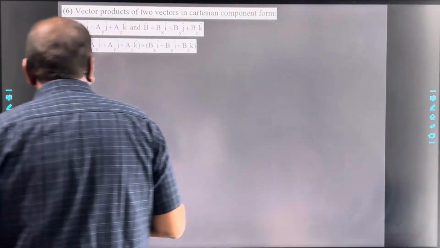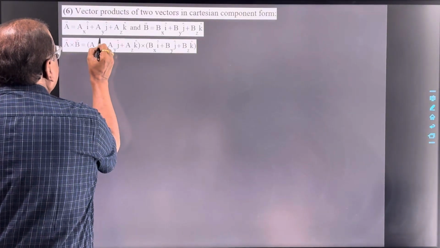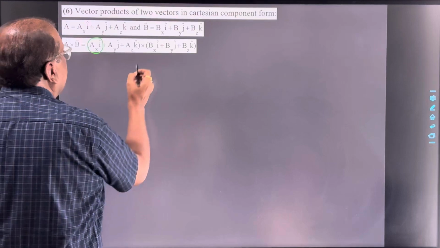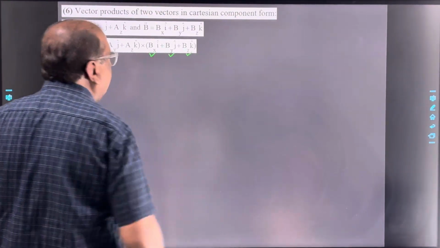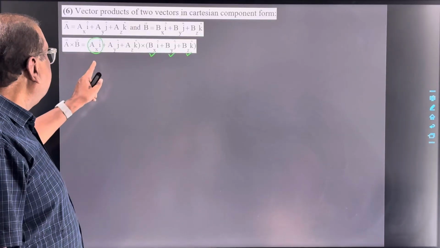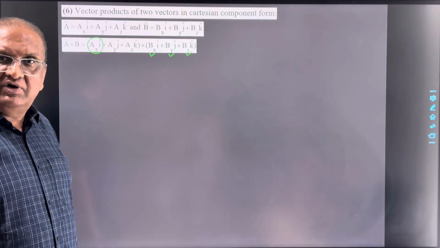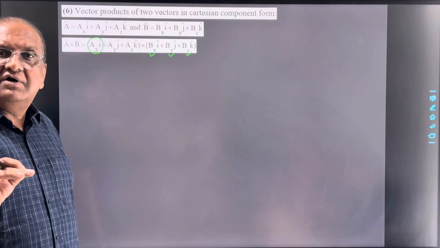Now here carry out this multiplication in this way. First take a_x i caret and multiply it with these three one by one. Okay, here the symbol of cross will be placed between vectors only, because cross product is defined for vectors only.